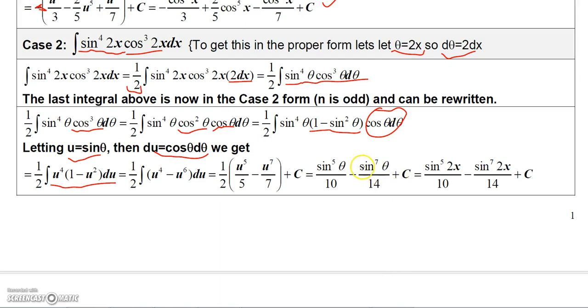And then remember I substituted for theta earlier. I substituted for 2x, so theta is 2x. So let's go ahead and put it back in the original form of 2x by replacing theta with 2x. So we have sine fifth 2x over 10 minus sine to the 7th power of 2x over 14 plus a constant. And there's how you would handle the second case.